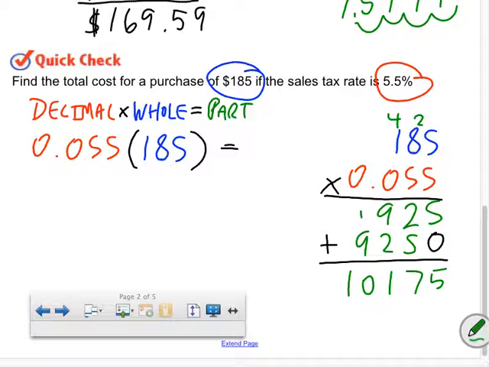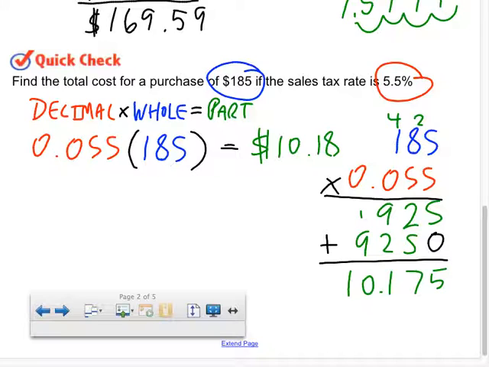Where's my decimal going to go? Okay, and what's the cost of the sales tax? $10. Nice, $10.18. I don't know why students have been having a hard time with that today. People keep getting thrown off on that, but do you see why it's $10.18? Okay. Now, this isn't the answer, right?